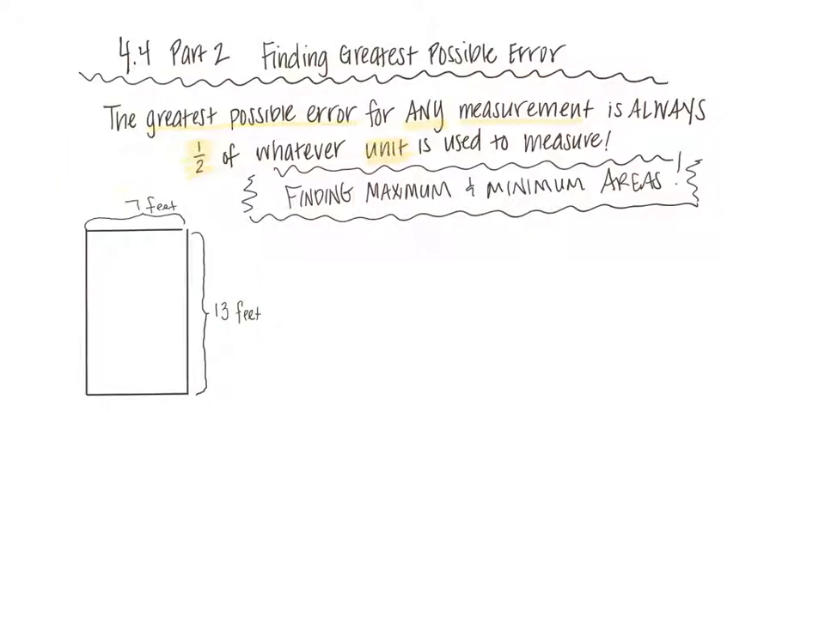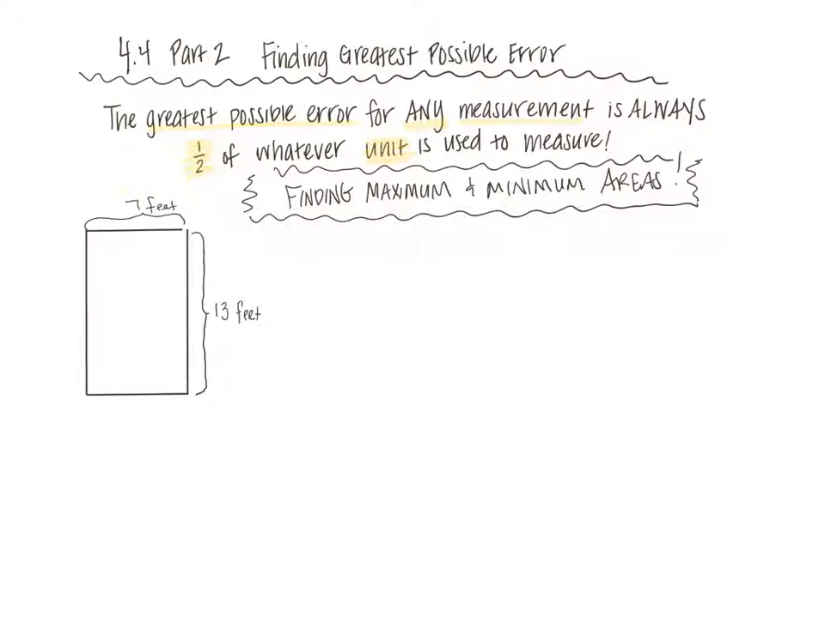Let's look at one more concept you need to know. Let's say that you're measuring a room. You want to carpet this room, or you want to rip up carpet and put down hardwood floors, and you need to know the area of your room. So you measure and you draw a little diagram, and you decide that your room measures about 7 feet by 13 feet. It's a decent sized room. Both of these measurements were made to the nearest whole foot. So I want to find what the greatest possible error is first, and then I want to use it to find the maximum and the minimum possible area.